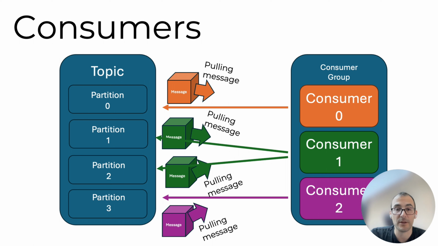As you can see here from the example, if we look into more detail, there's a topic with 4 partitions: partition 0, 1, 2, and 3. And a consumer group having 3 consumers: consumer 0, 1, and 2. A possible mapping of partitions to consumers is consumer 0 with partition 0, consumer 1 with partitions 1 and 2, and consumer 2 with partition 3.